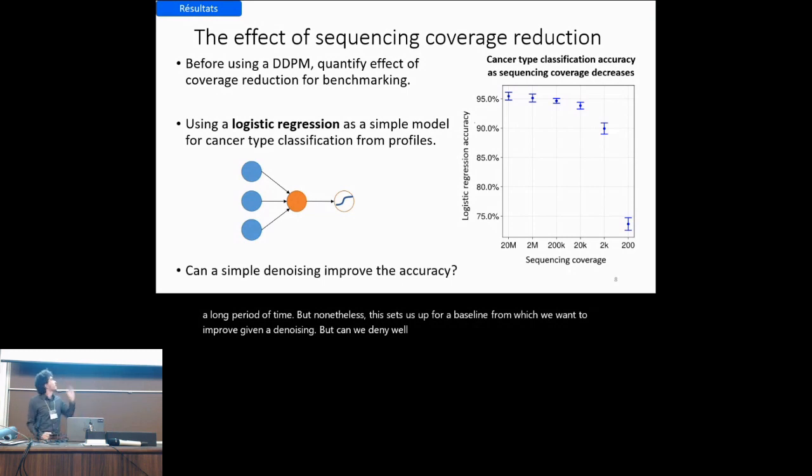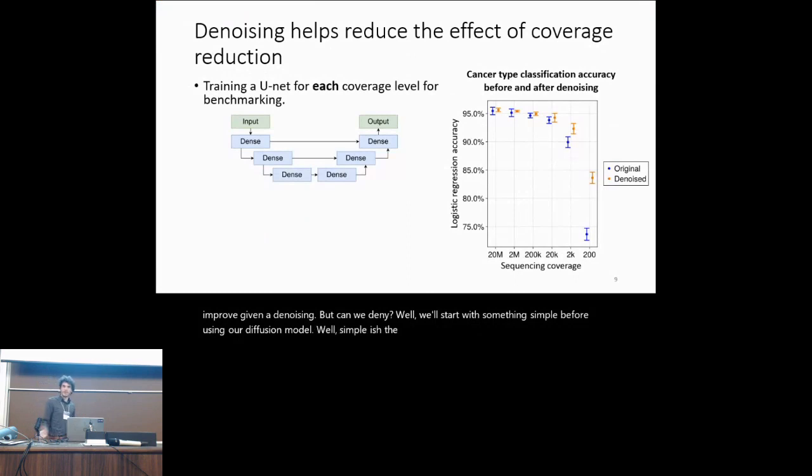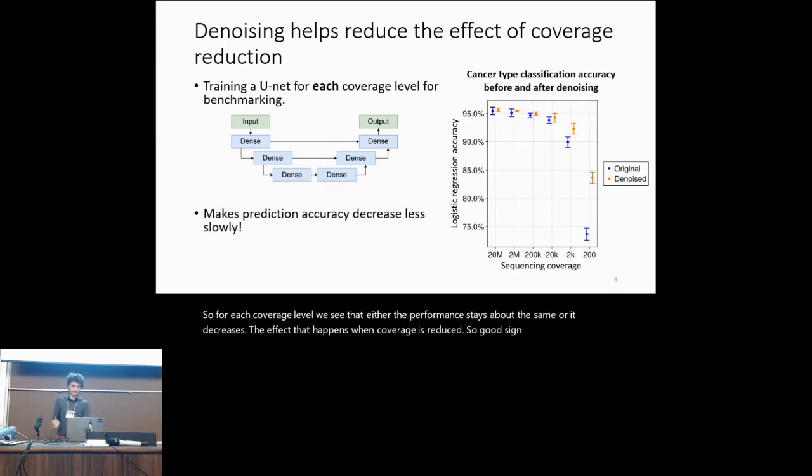Well, simple-ish. For each of the coverage levels, we trained a U-Net, or in this case, it's mostly a denoising autoencoder with skip connections. And in orange is the result of the training here. So for each coverage level, we see that either the performance stays about the same, or it decreases the effect that happens when coverage is reduced. So good sign. The denoising can be useful.